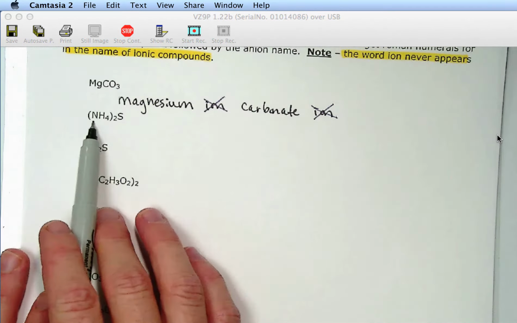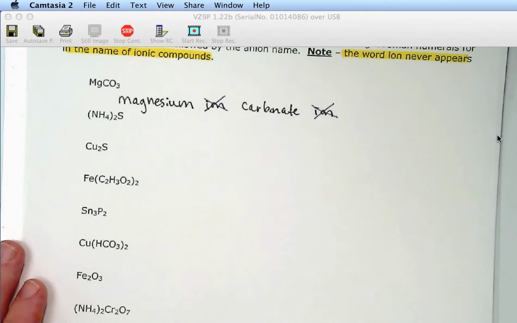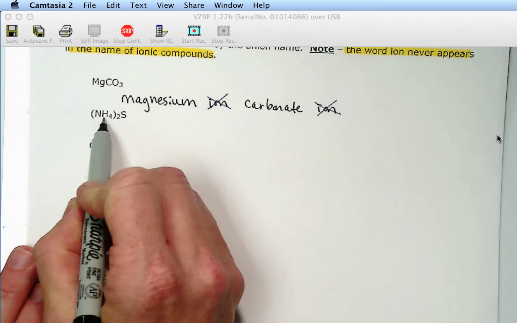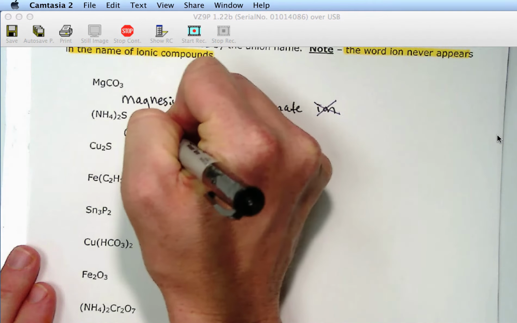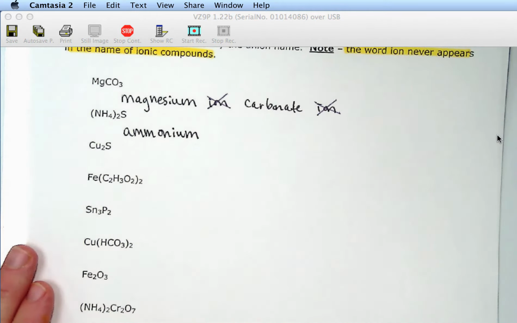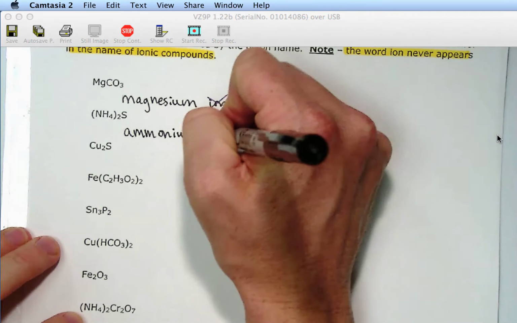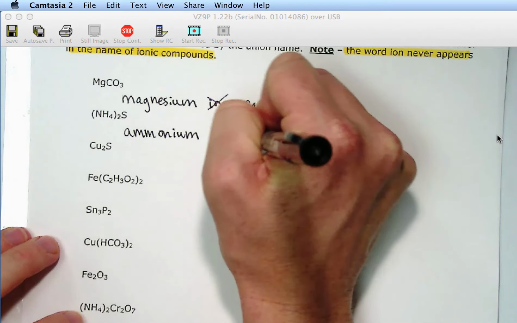All right, so how would you name this compound? That's your polyatomic ion NH4. That's ammonium. So it's just going to be ammonium and then not sulfur, but sulfide. Excellent. Ammonium sulfide.